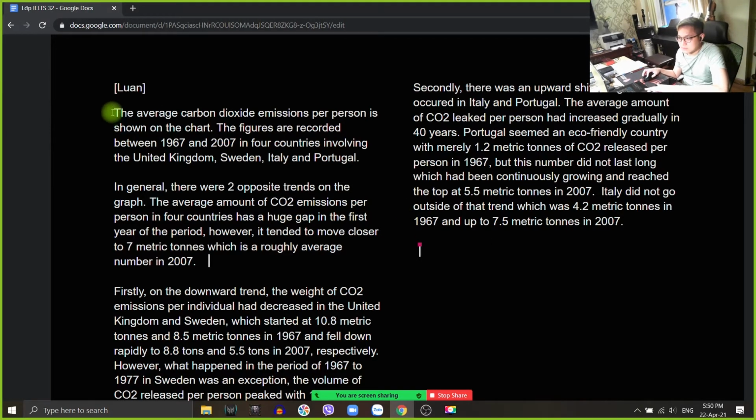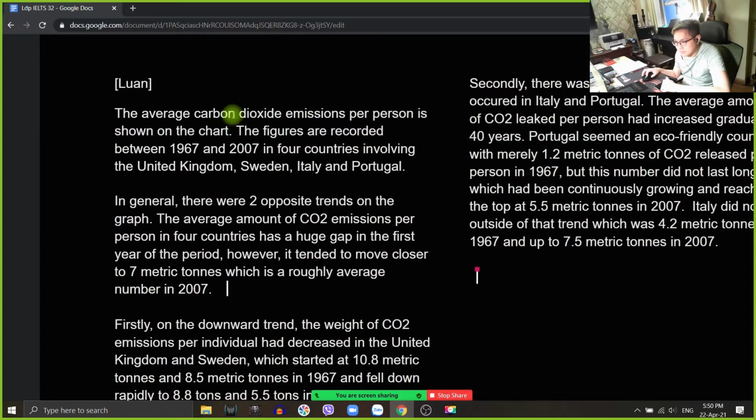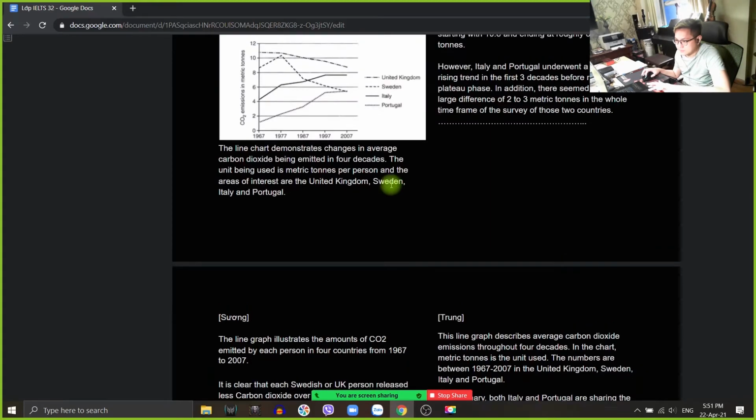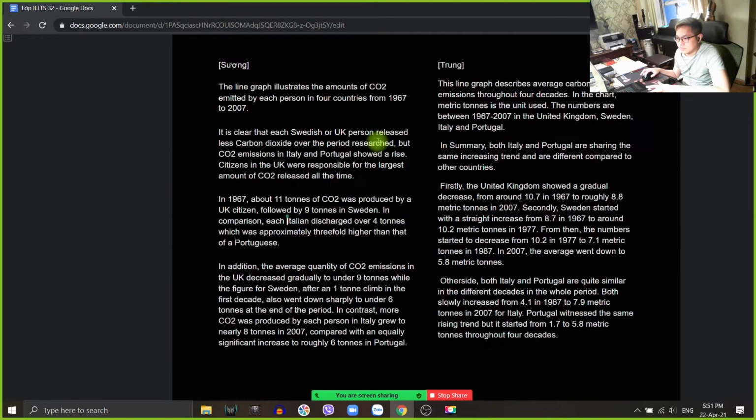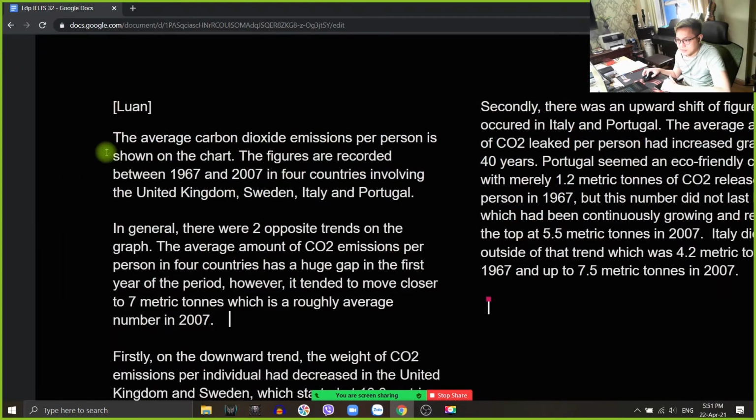Now, the average CO2 emission per person is shown on the chart. The figures are recorded between 1967 and 2007 in 4 countries involving the United Kingdom, Sweden, Italy, and Portugal. Okay, I think this one is enough. Basically, it's enough details here. I think so. Okay, your paraphrasing is good. Bạn paraphrase khá là ổn đề bài và đủ các yếu tố.